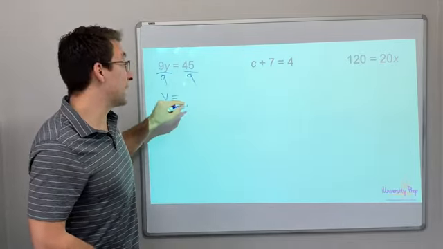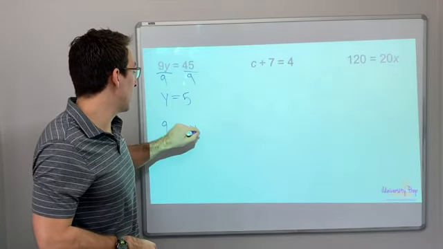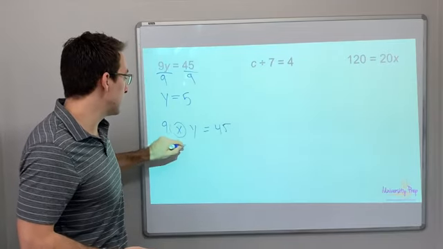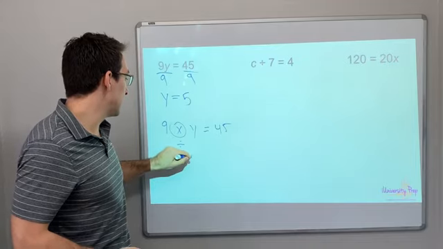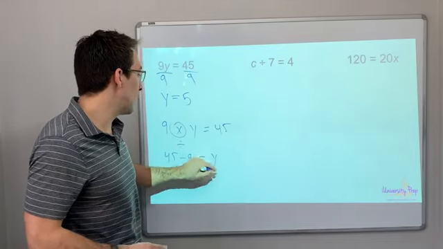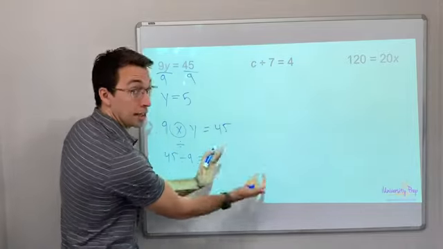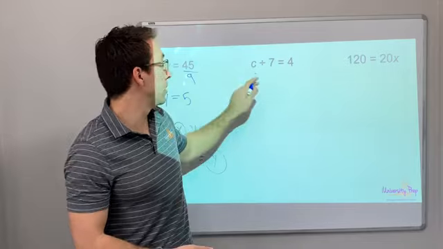Now let me write this out again another way. 9 times y equals 45. So let's do the opposite. The opposite is division. So 45 divided by 9 equals y. Do you see how y is isolated? It's alone on the other side of the equals sign.